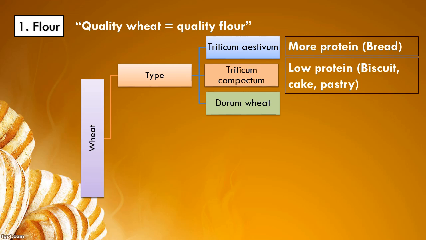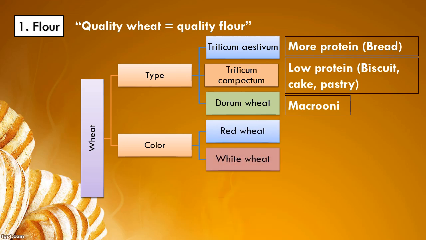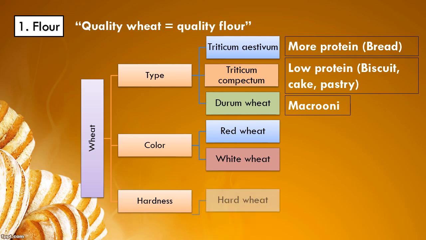Triticum aestivum contains more protein and is used in the production of bread. Triticum compactum flour contains low protein, hence it is used for the production of biscuits, cakes, and pastries. Triticum durum is otherwise known as durum wheat, which is widely used in the preparation of macaroni. Based on the color of wheat, it is classified into two: red wheat and white wheat. Next, based on the hardness of the wheat, it is classified into two: hard wheat and soft wheat.